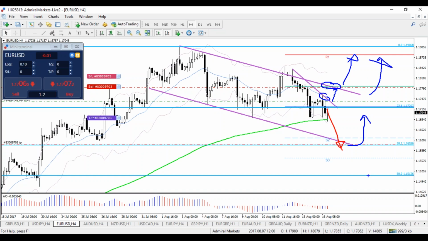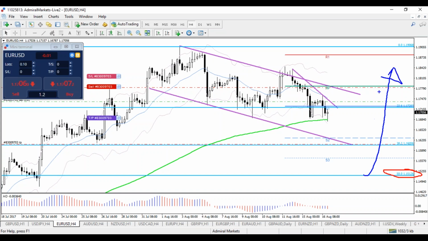All right, is that clear for everyone? So that's my vision on the euro dollar at the moment. I think 116 could be an ideal continuation spot, but it could even go down to the 50 fib as well, which also could still be a continuation spot for the uptrend.